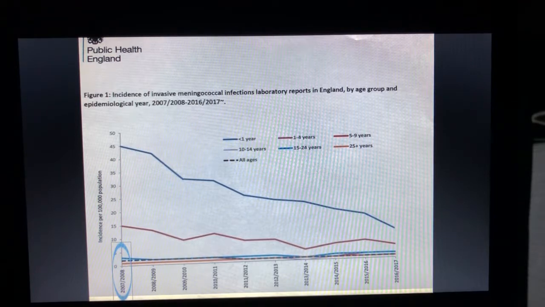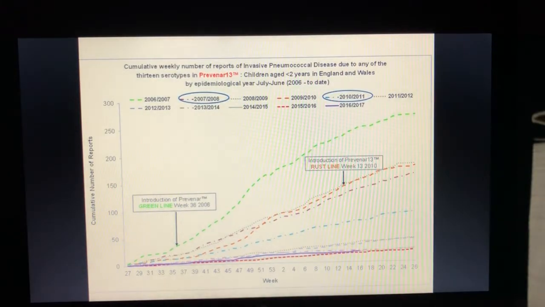Let's now look at pneumococcus, and here are different coloured graphs representing different years. Similarly with invasive pneumococcal disease, and that's what these graphs are showing on the y-axis, the cumulative number of reports. So this will include septicemia, pneumonia and meningitis. We can see similar patterns of reduction for serotype organisms covered by the Prevnar vaccine.